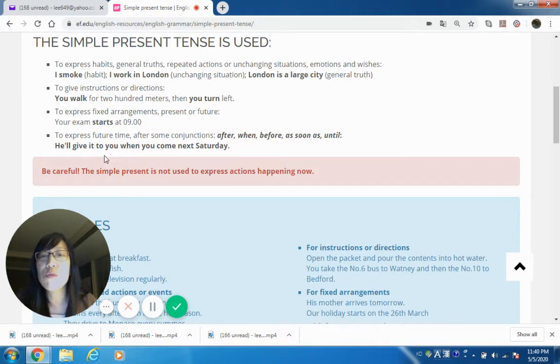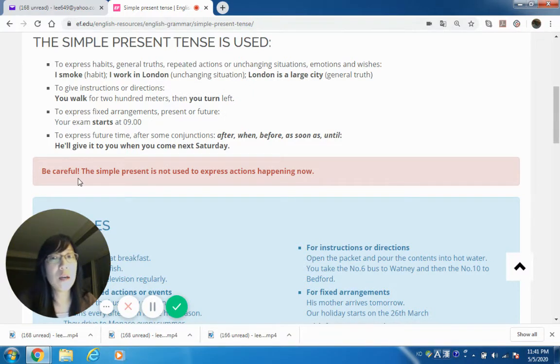So this is a rule you just have to memorize. If you're going to use a future here, after when, it's going to be present. You don't say, he'll give it to you when you will come next Saturday. It doesn't work. You just have to memorize this rule. He'll give it to you when you come next Saturday.